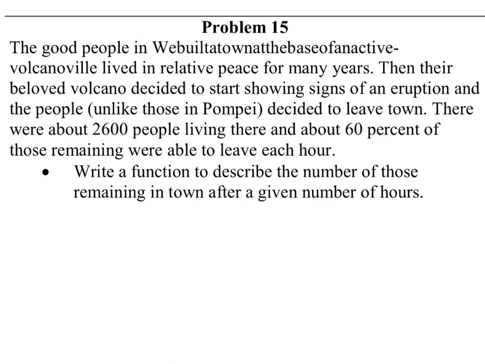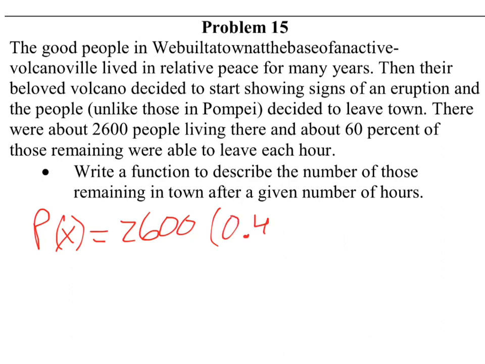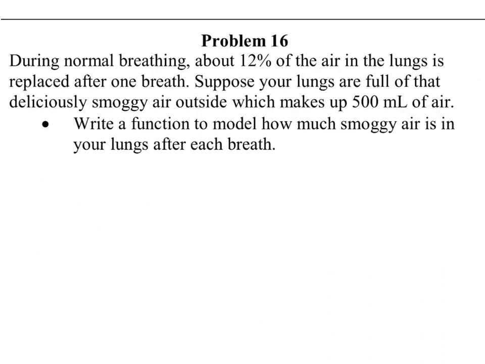Let's have P be my main variable, as in the population in the town. It started out at 2,600 people, and about 60% are able to leave each hour. So the amount that's going to stay, the percent that stays, is going to be 40%, and you have to do that to the x power. So that's where those pieces come from. Initial value, and the amount that's staying after each hour, which is 40%. And we move to problem 16.